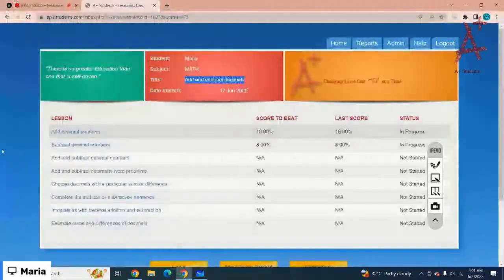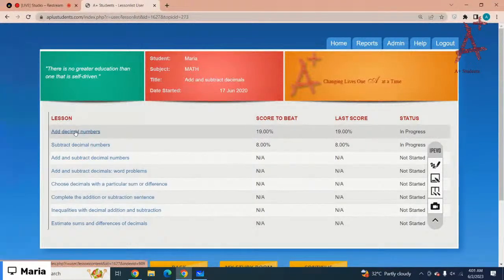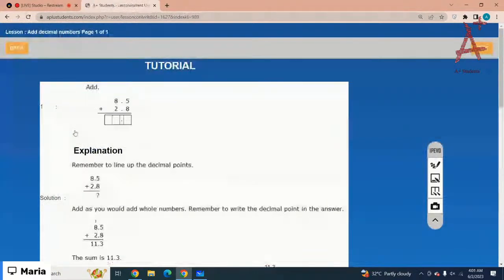Okay, here I am, grade 5 maths. The chapter we're going to start with is add and subtract decimals. Let's just start with the first lesson, add decimal numbers. So decimal numbers are the numbers that have a decimal point. Got it? Like 8.5 and 2.8, both are decimal numbers. Got it? So how do we add them?